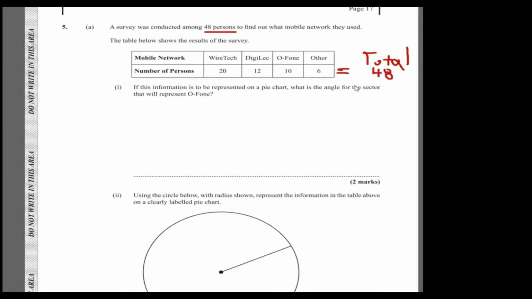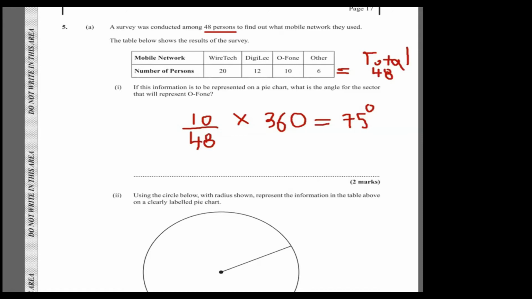So now to find out what portion of the pie chart is going to represent Ophone, it is 10 people out of 48 have Ophone. But once you get the 10 out of 48, remember a pie chart is a circle, and so it has 360 degrees. So you have to multiply the 10 over 48 times 360 degrees to find out what portion of the segment will represent Ophone. So 10 out of 48 times 360, that is 75 degrees. So the angle for the sector is going to be 75 degrees.